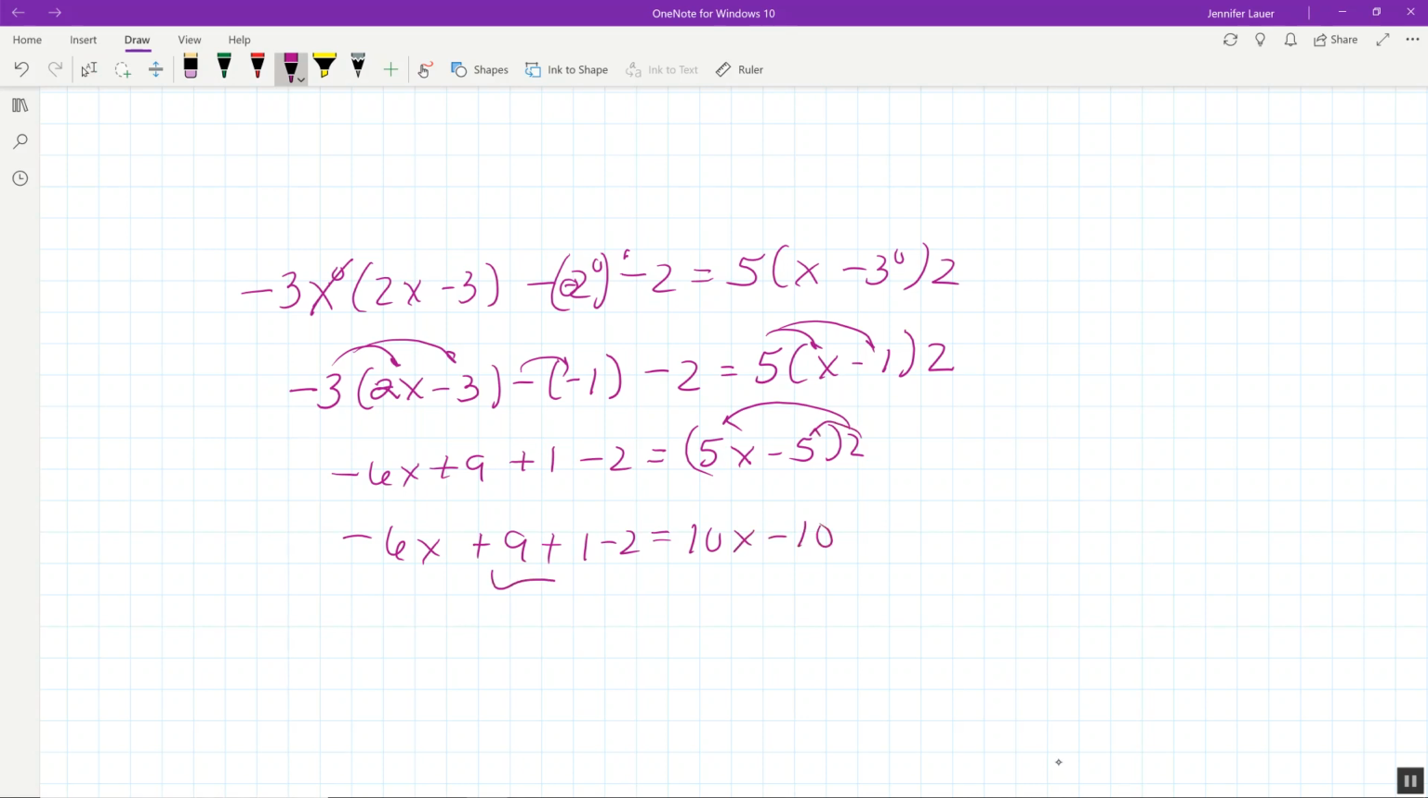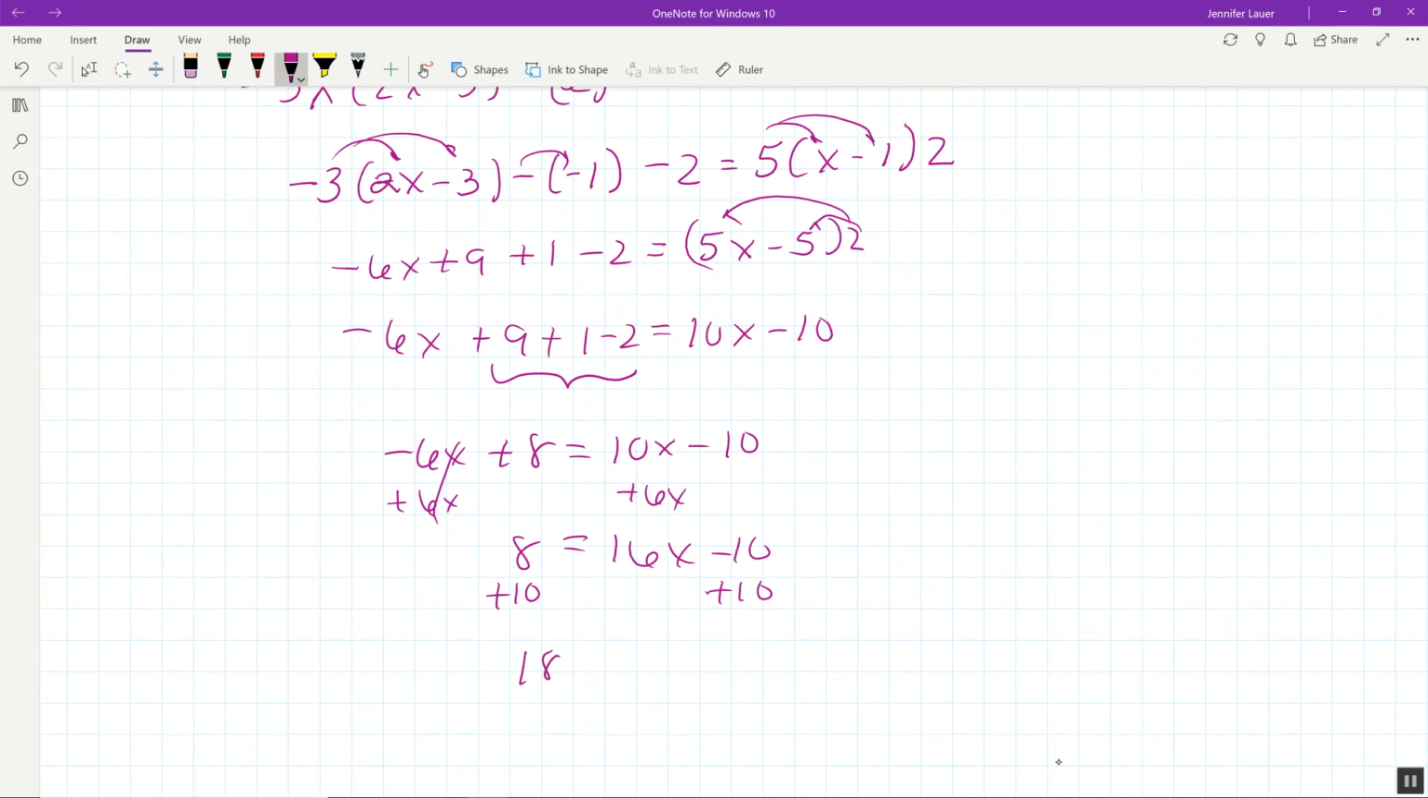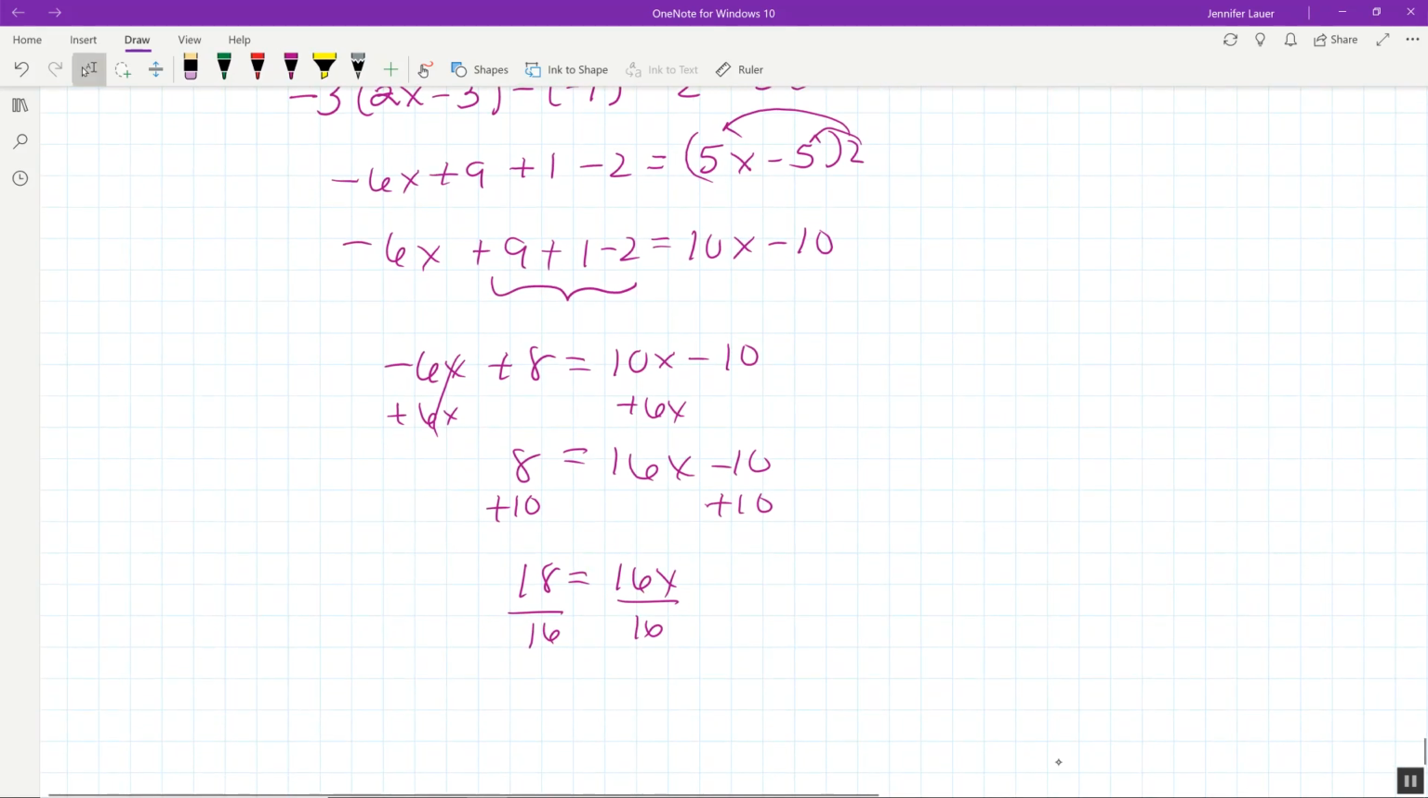Okay, so now I want to work on each individual side first. So negative 6x, we have 9 plus 1 is 10, minus 2 is 8. Now I am ready to get rid of my x's on one side and combine them to the other. And then lastly, I'm going to add 10 to both sides. 18 is equal to 16x, dividing both sides by 16. So x just reduces to 9/8. And that is it for that.